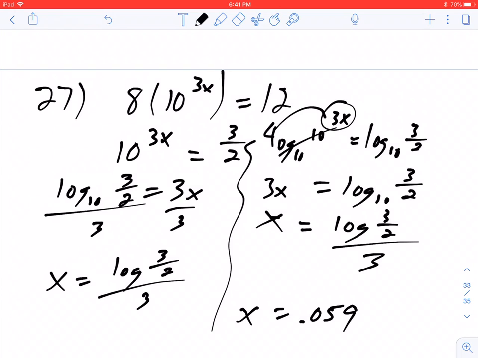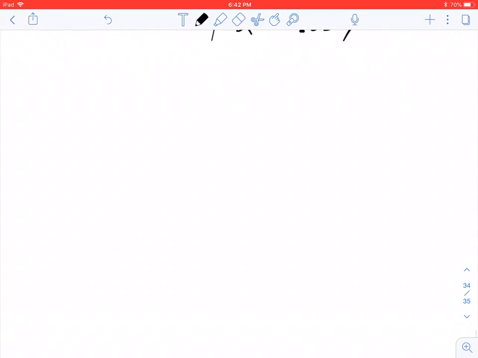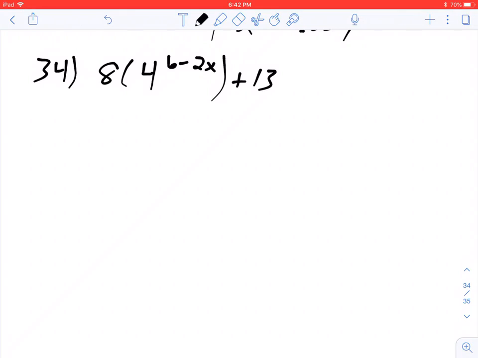The last one of this problem set is number 34. And so 34 is 8 times 4 to the 6 minus 2x, plus 13 equals 41. We're going to start peeling back the layers. We're going to subtract 13 first. Nope, not 30. It's going to be 28.